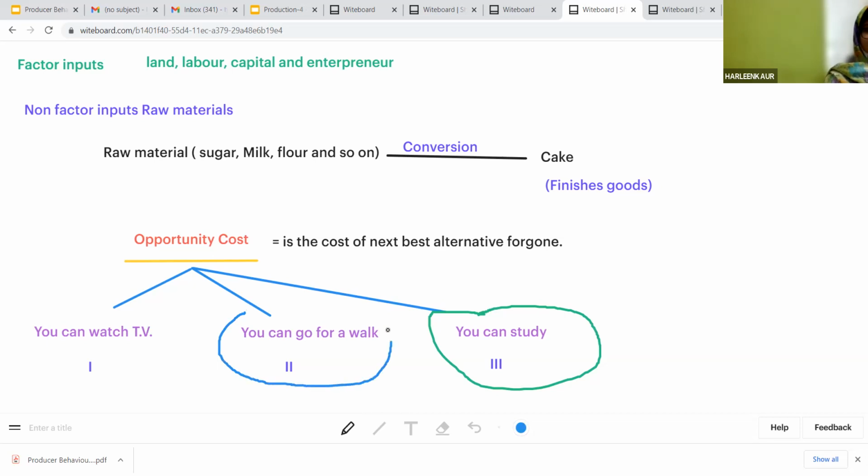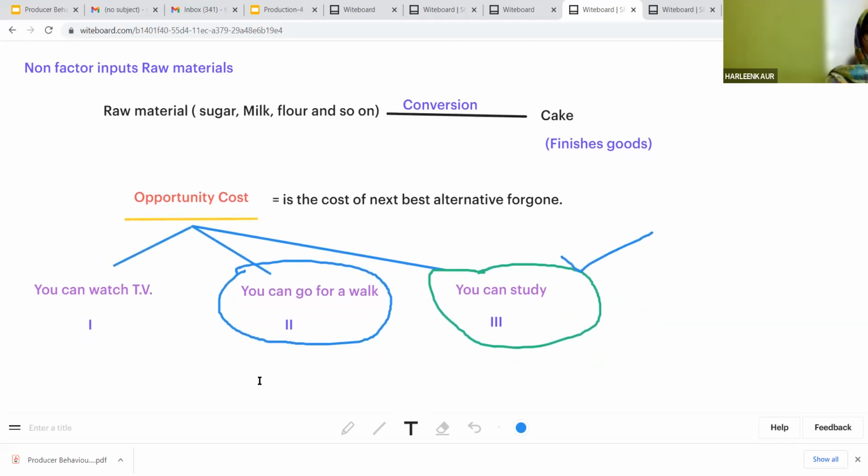This is your... You have chosen this one, and this is your opportunity cost. Yes, this is your opportunity cost. So this is opportunity cost, which is the second option you have sacrificed for studying.